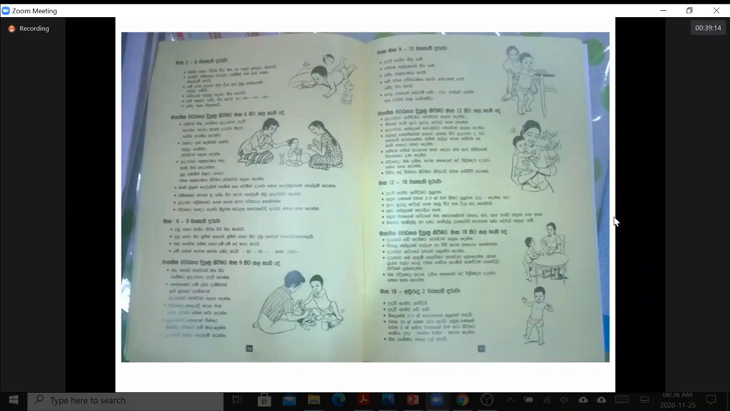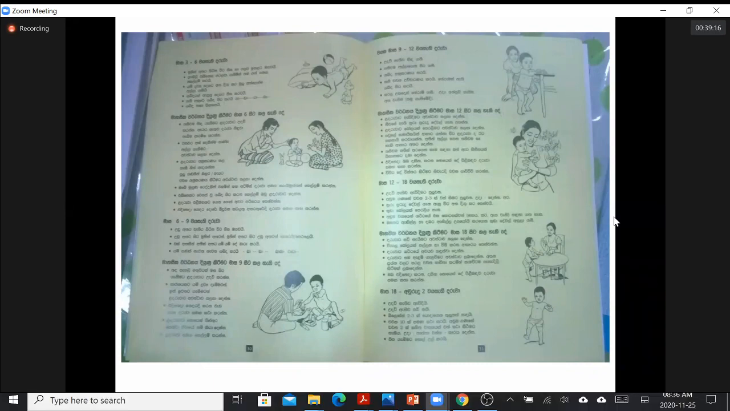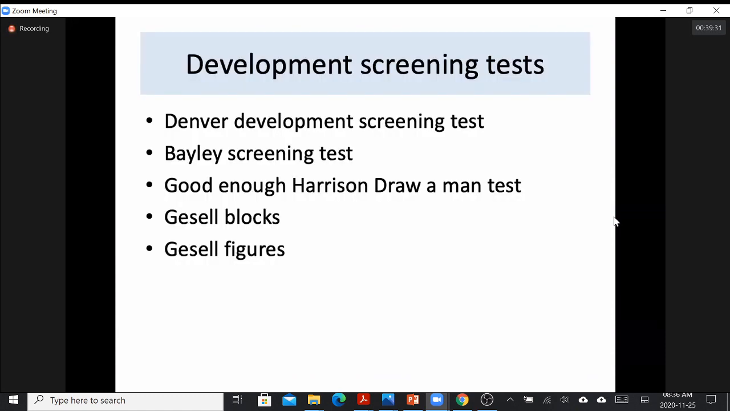And these pages, the yellow pages, are showing what are the things that should be done. What are the development milestones that are expected of this child? That is for the education of the parents and also the midwives as to what is expected. Right. So there are different types of screening tests. You don't need to know in detail how to do this. If you know how to do what is there in the CHDR, I think that is enough.